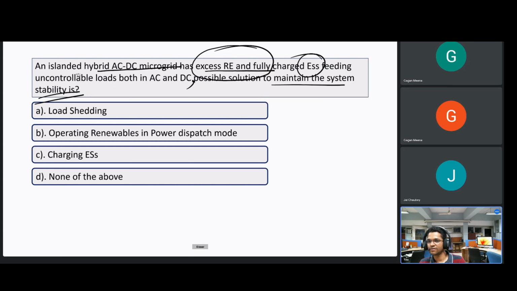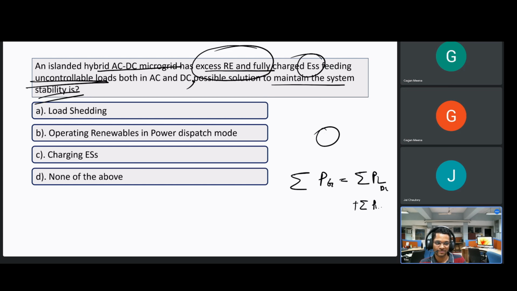Storage also loads are uncontrollable. So we don't have storage, we have only loads, and we have this DG. The sum of generation should be equal to this P load DC plus P load AC. So this power has to continuously change to meet the load.